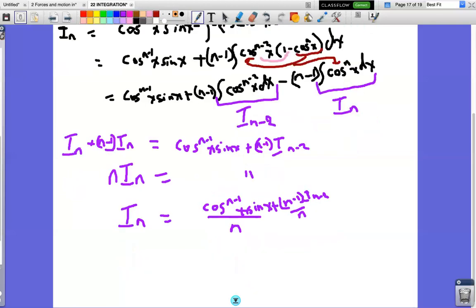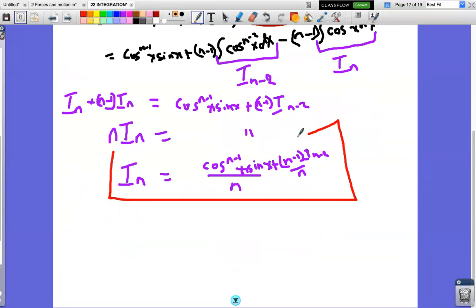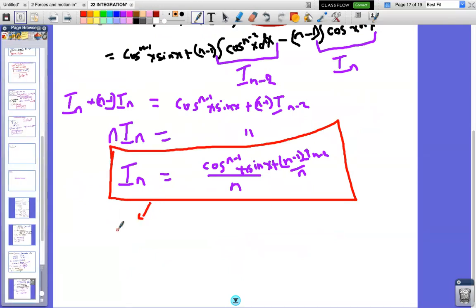So if you have, this is what we call a reduction formula for cos x. Reduction formula for integral of cos x. So if you want to find, say, let's check by looking for integral of cos squared x dx. That is I2.